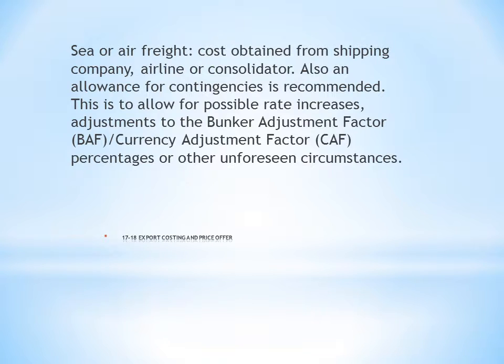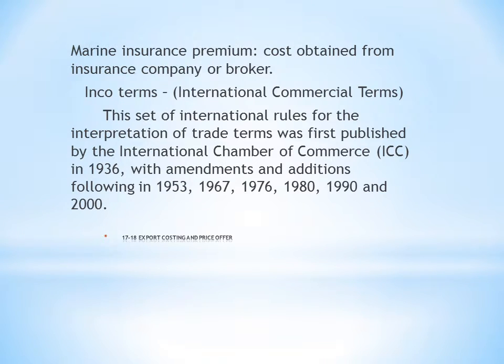Sea or air freight. Cost obtained from shipping company, airline or consolidator. Also an allowance for contingencies is recommended. This is to allow for possible rate increases, adjustment to the bunker adjustment factor BAF, currency adjustment factor CAF, percentages or other unforeseen circumstances. Marine insurance premium. Cost obtained from insurance company or broker.